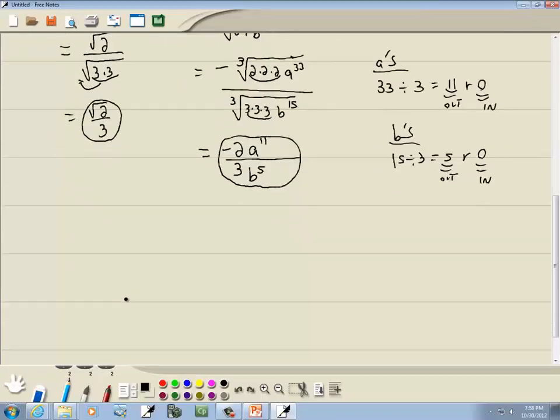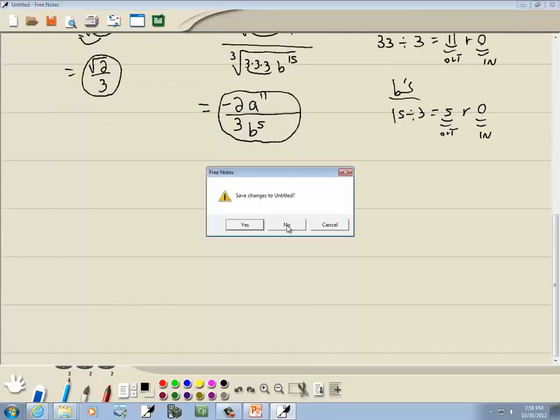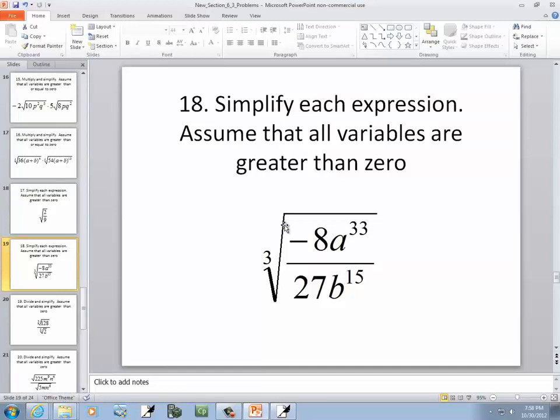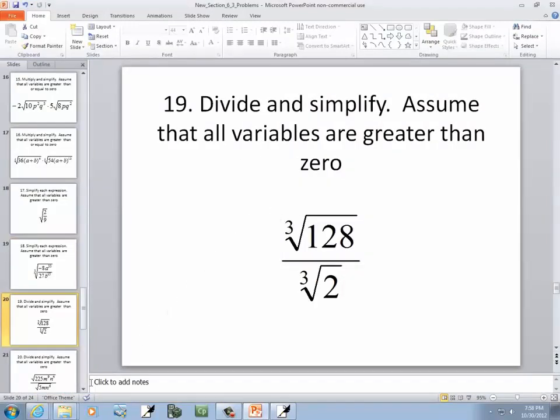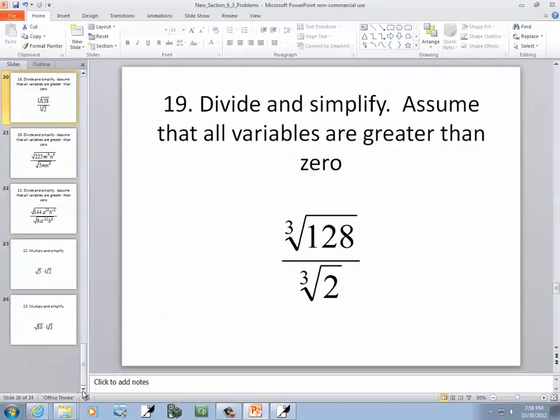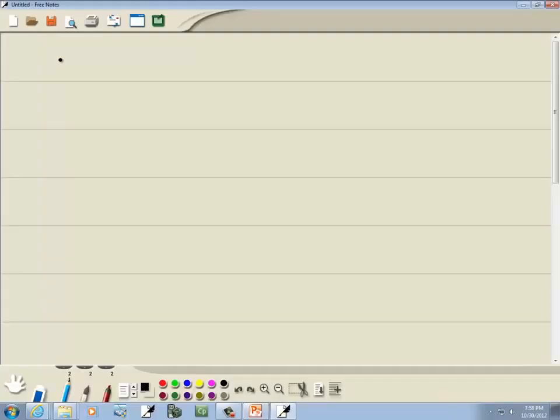Let me start a new page. And let's take a look at this one. Got the cube root of 128 over the cube root of 2. Well, the main problem here is we can't have a radical in the denominator. Now, there's nothing I can really simplify.